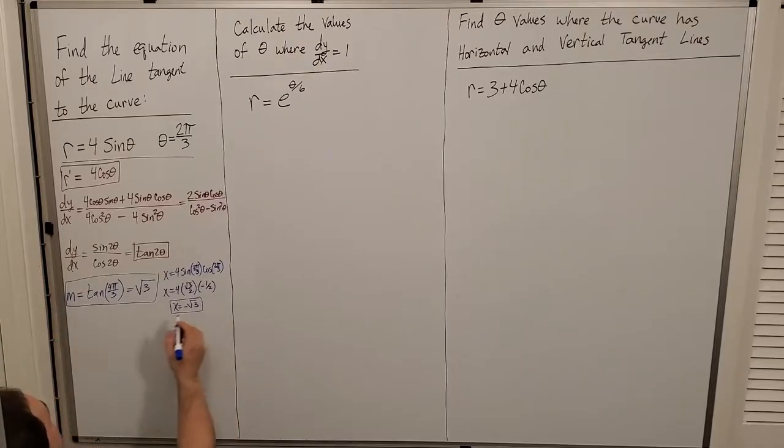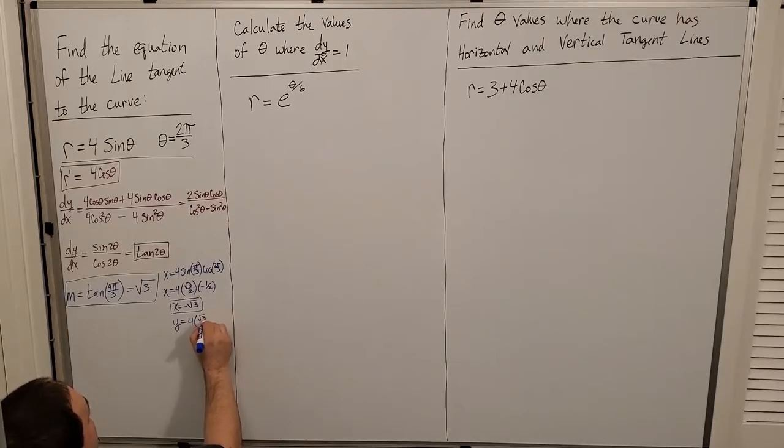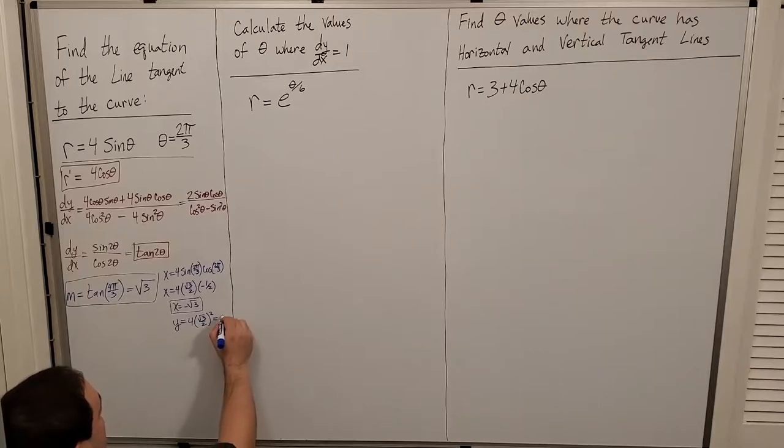My Y value is something very similar, except it's just going to be the sine squared. So it'll be 4 times square root of 3 over 2 squared. That's going to give me a 4 over 4, which is 1, and then square root of 3 squared, which is 3. So I just get 3.